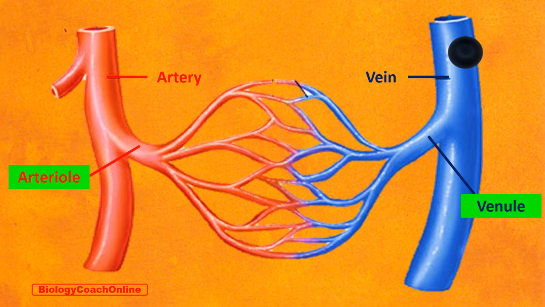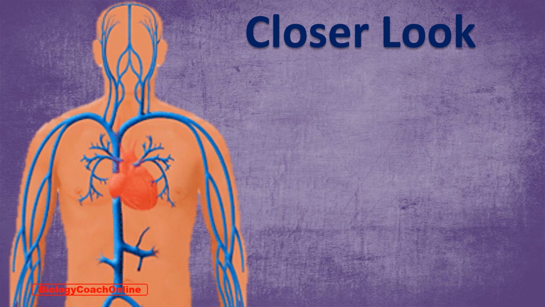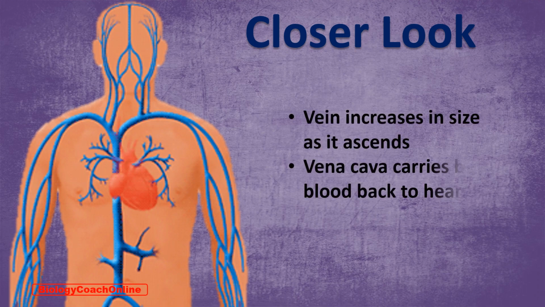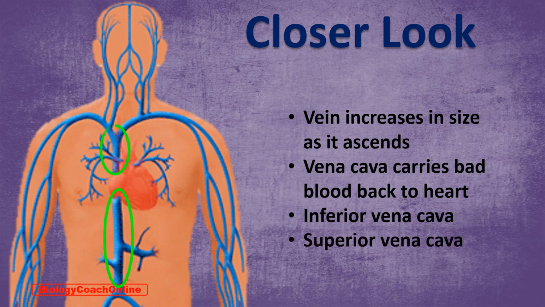So the deoxygenated blood ascends back to the heart by way of the largest vessels which carry bad blood, and they are called vena cavae. Now, by the way, it is the inferior vena cava that drains the lower extremities of deoxygenated blood, while the superior vena cava services the upper extremities, the head and the neck.